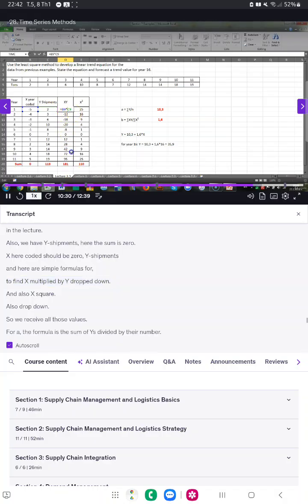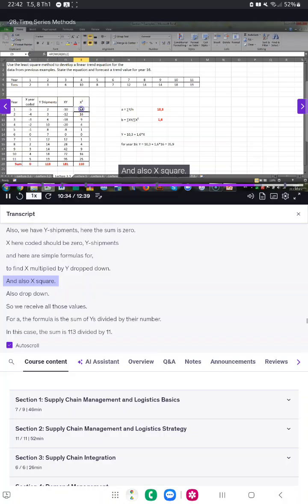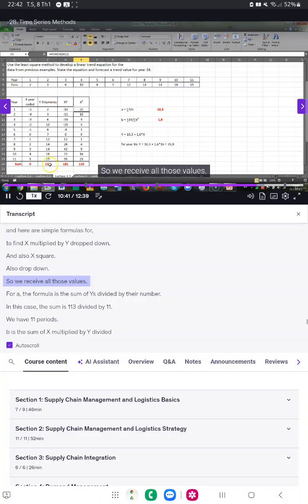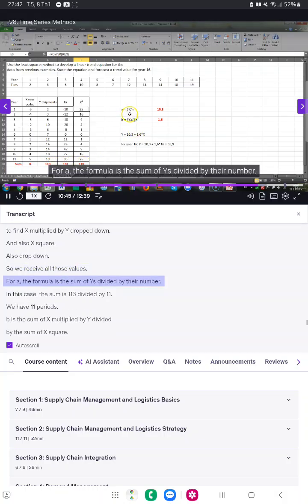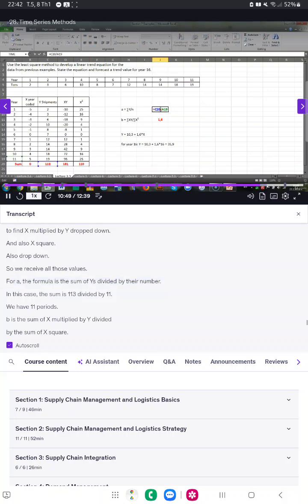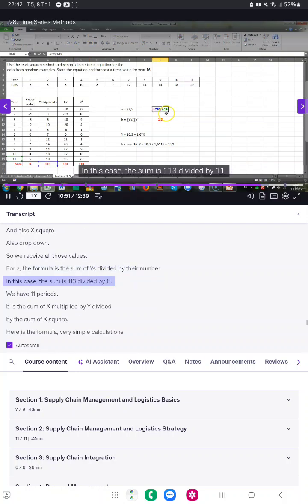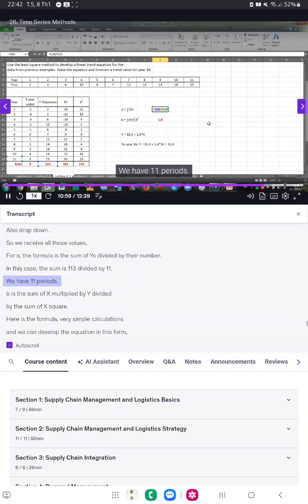Dropped down. And also X squared also drop down, so we will receive all those values. For a, the formula is the sum of y's divided by their number. In this case, the sum is 113 divided by 11. We have 11 periods.